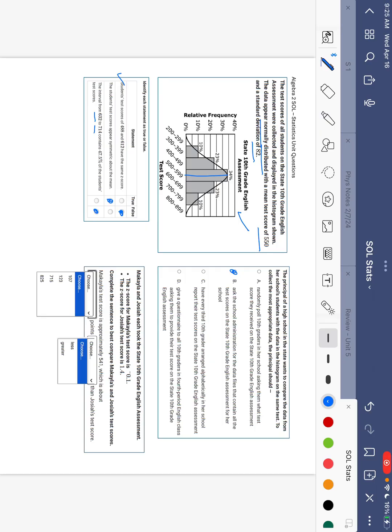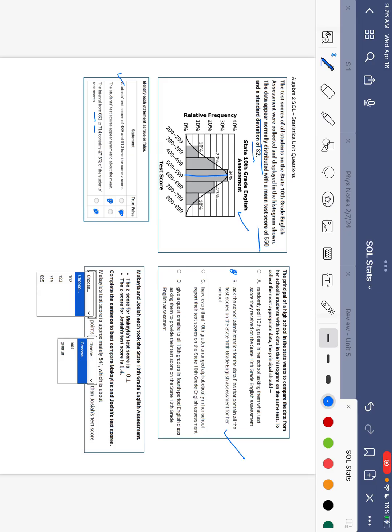Have every third 10th grader. These are just different types of sampling you can do, but the best thing is going to be to compare everything in her school to everything in the state, right? Give a questionnaire. No. So all the rest of those are kind of silly.